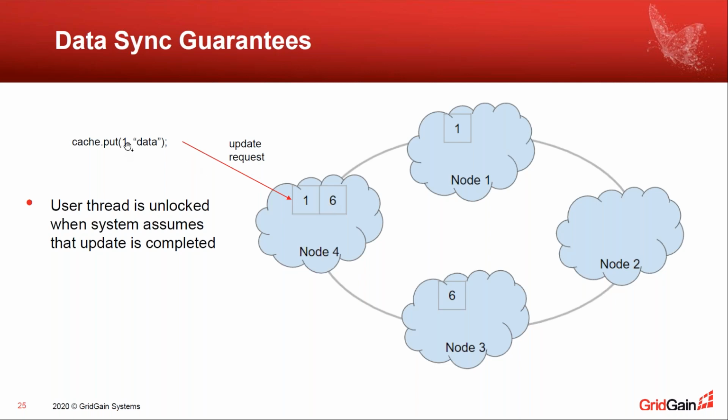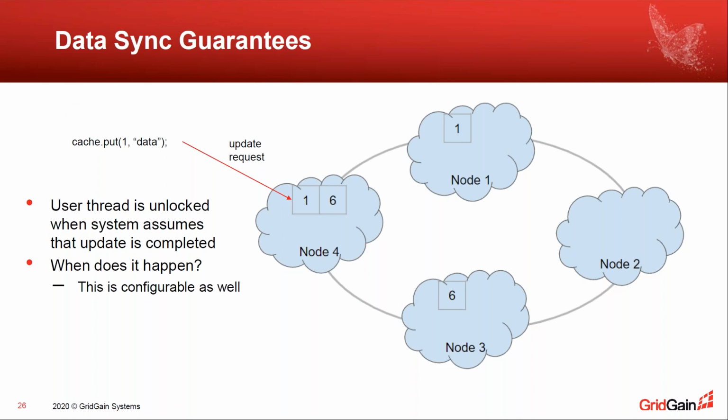So consider an example when you're working with the cache API and you perform a cache put. You put key 1 and assign data as the value to that key. And when you do this put, the system hangs for a small period of time, and then it returns control to the thread from which you executed this operation. And when the system returns control, the system assumes that your update is completed. And the point in time when the system assumes that the update is completed can also be configured.